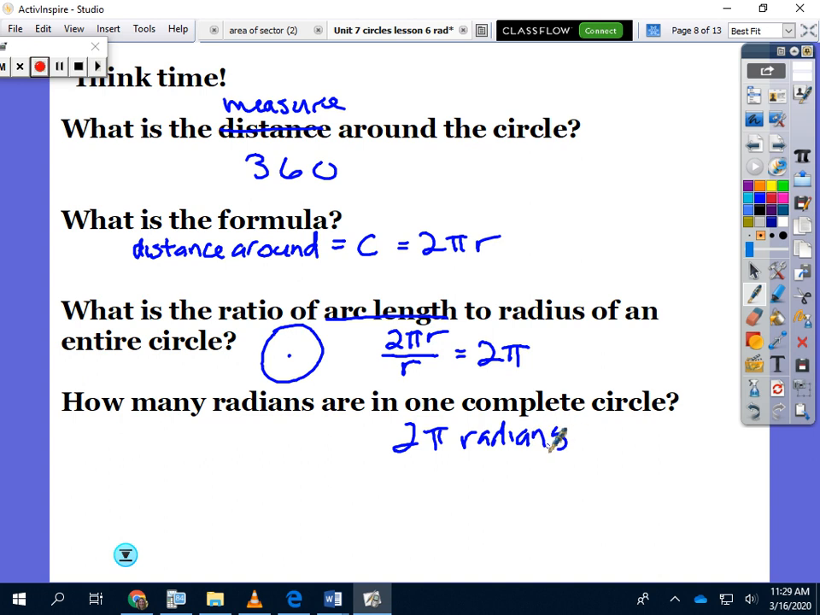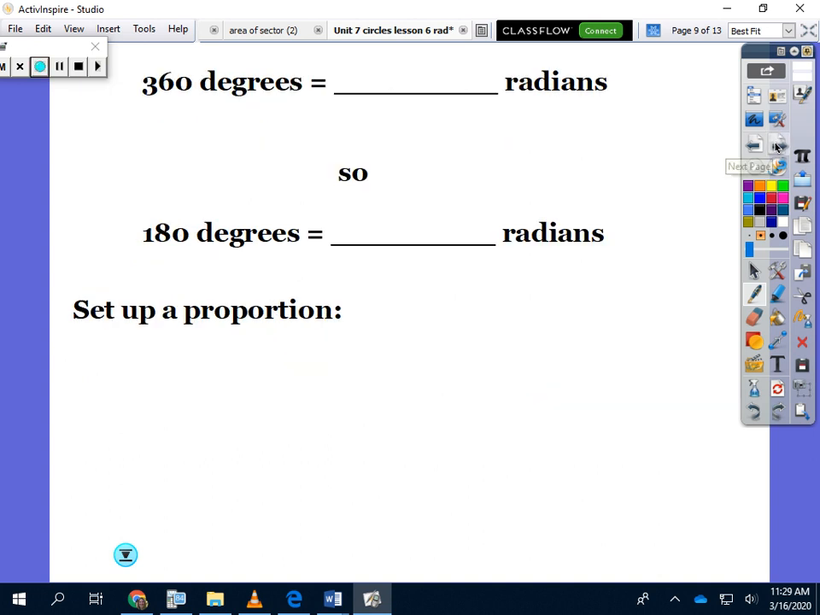So 360 degrees equals 2 pi radians. So if I want 180 degrees, half the circle, how many radians would that be? Half of 2 pi, which would just be pi.